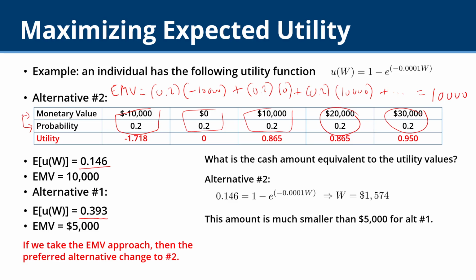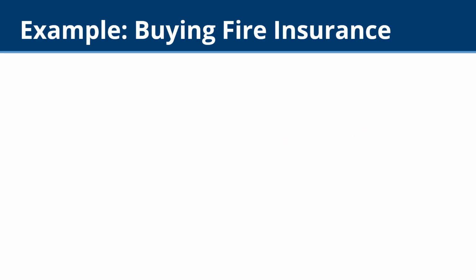Hopefully this clears up any confusion about these two methods. In the previous calculation, we made our decision based on expected utility. In this example, we made our decision based on expected monetary value. And we also did an additional calculation on what would have been the monetary value at the expected utility value of 0.146. We now proceed to a more elaborate example, buying fire insurance.